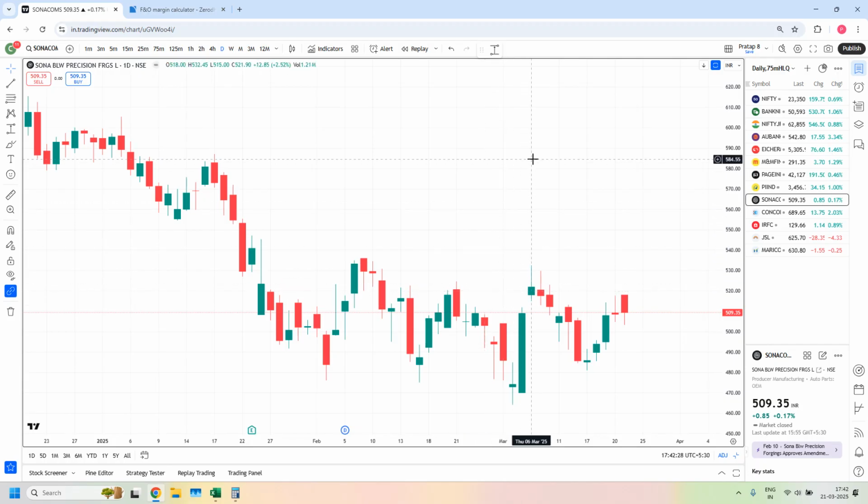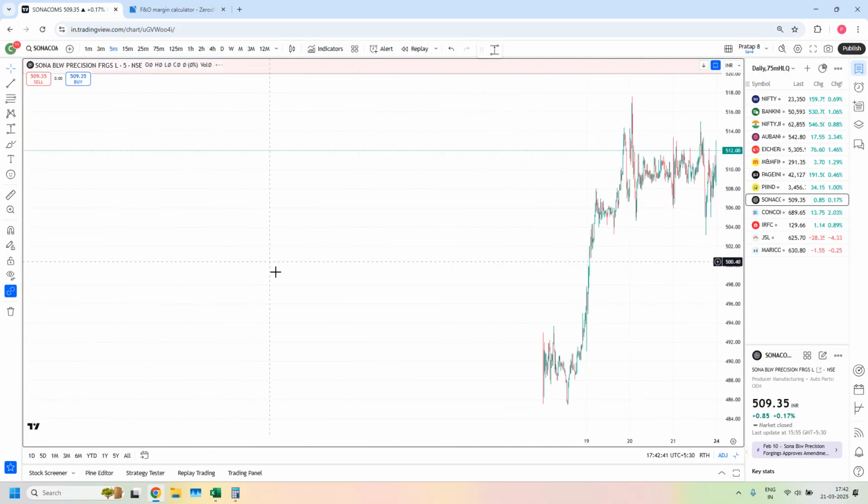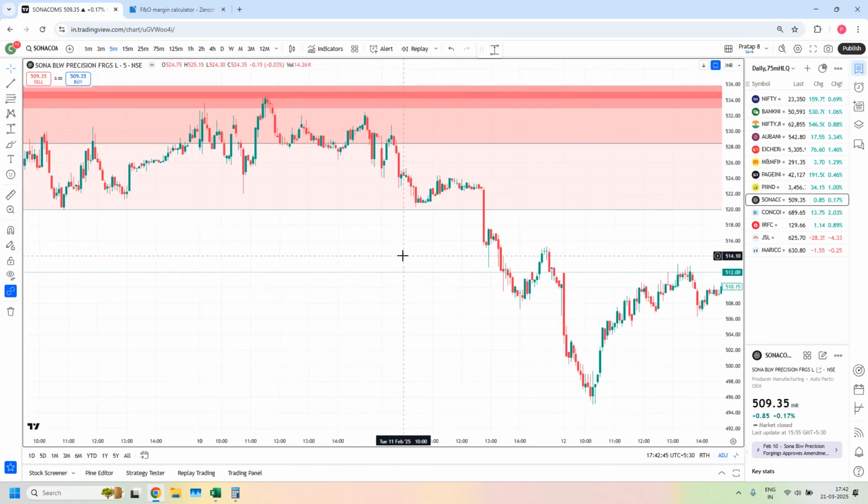And the Sonacom also, previously we discussed this stock. Previously already we discussed, I think this fine-tuned zone is already tested once. So I think we didn't plan any trade in this zone. This is the one already we discussed. It is already a tested zone.